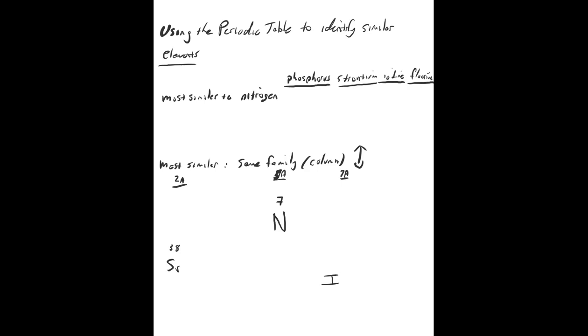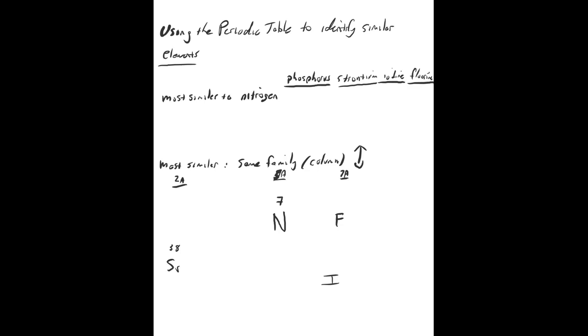Next one is fluorine. Fluorine is here, so it's in the same row as nitrogen, but it's in a different column. And the point here is that the row doesn't tell you. If they're in the same row, that doesn't mean they're going to behave similarly. What's going to make them behave similarly is being in the same column, the same family. That's why we call them a family. They're going to be the same.